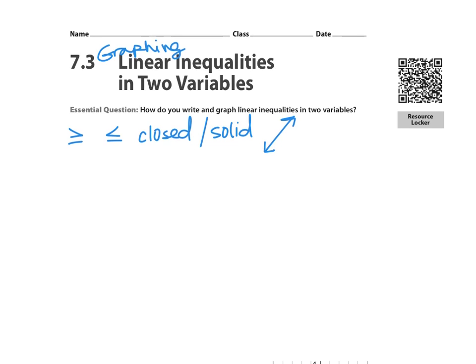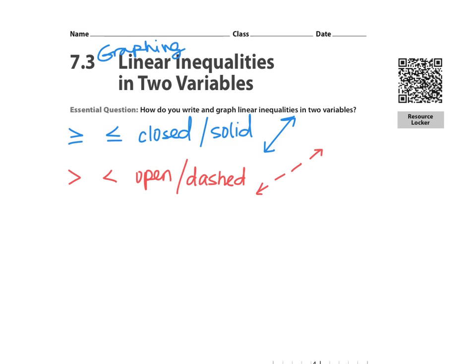Now this is a little different. These should make you think open. So those symbols mean open. And instead of being solid now, we can't really graph a line with all sorts of open circles, but we can make it dashed. So if I graph this line, this time it's going to be a dashed line.